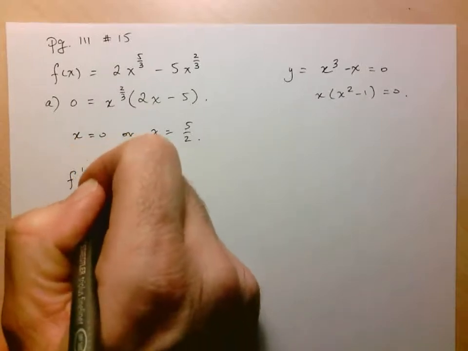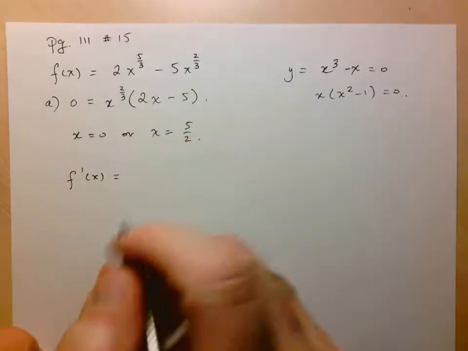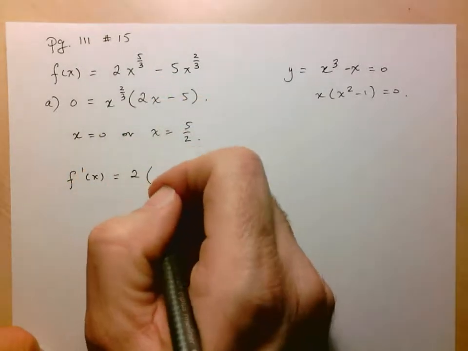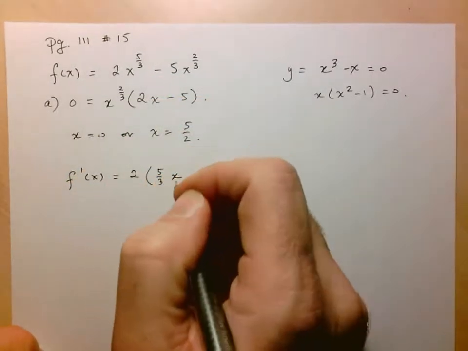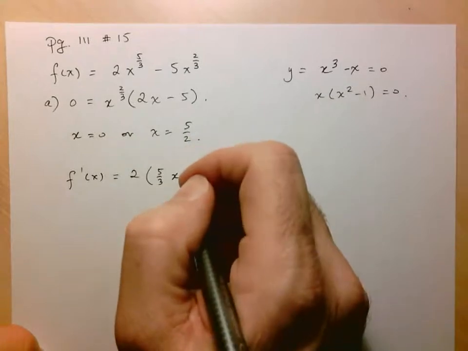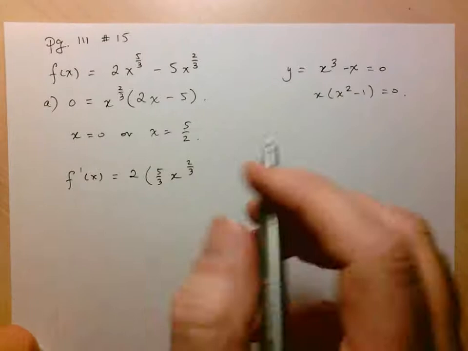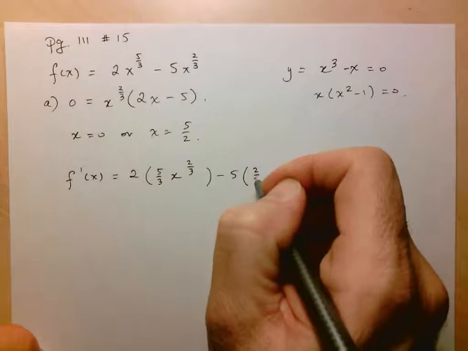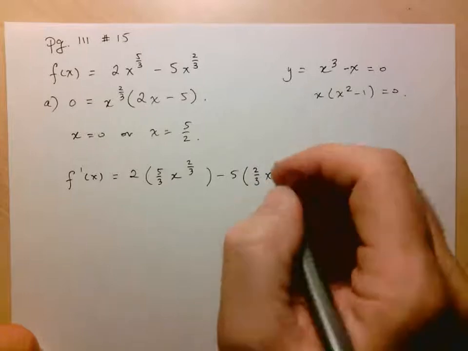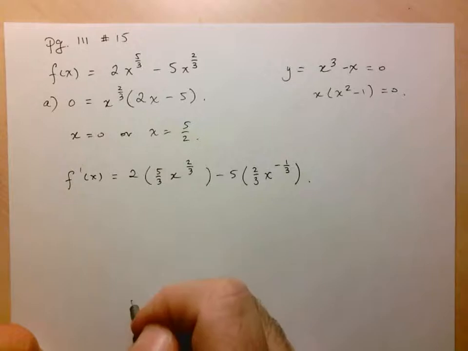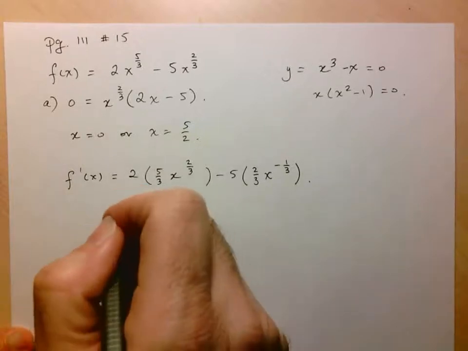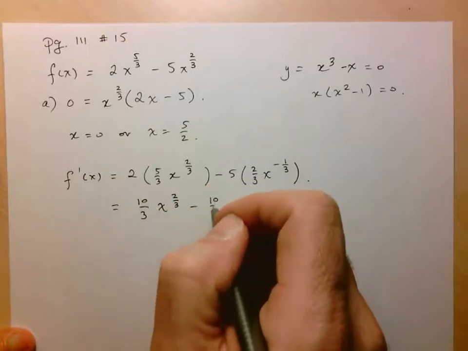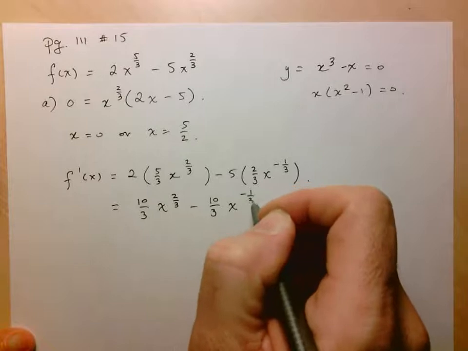So let's find the derivative here. Okay, so here take the 2 times the derivative of x to the 5/3, so that's 5/3 times x to the 5/3 minus 1, that's 5/3 minus 3/3, so 2/3. Okay, and then here minus 5 times derivative of x to the 2/3, so that's 2/3 times x to the 2/3 minus 1, which is negative 1/3. Okay, so let's clean this up here. So we've got 10/3 x to the 2/3 minus another 10/3 x to the negative 1/3.